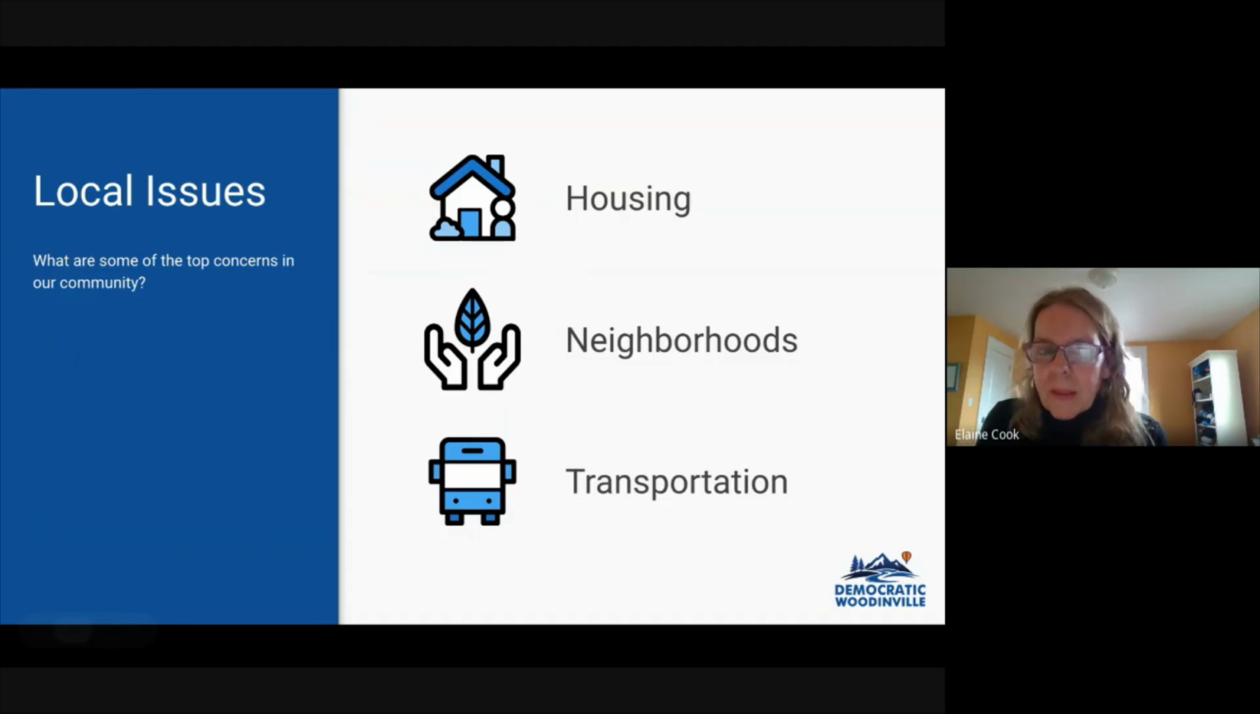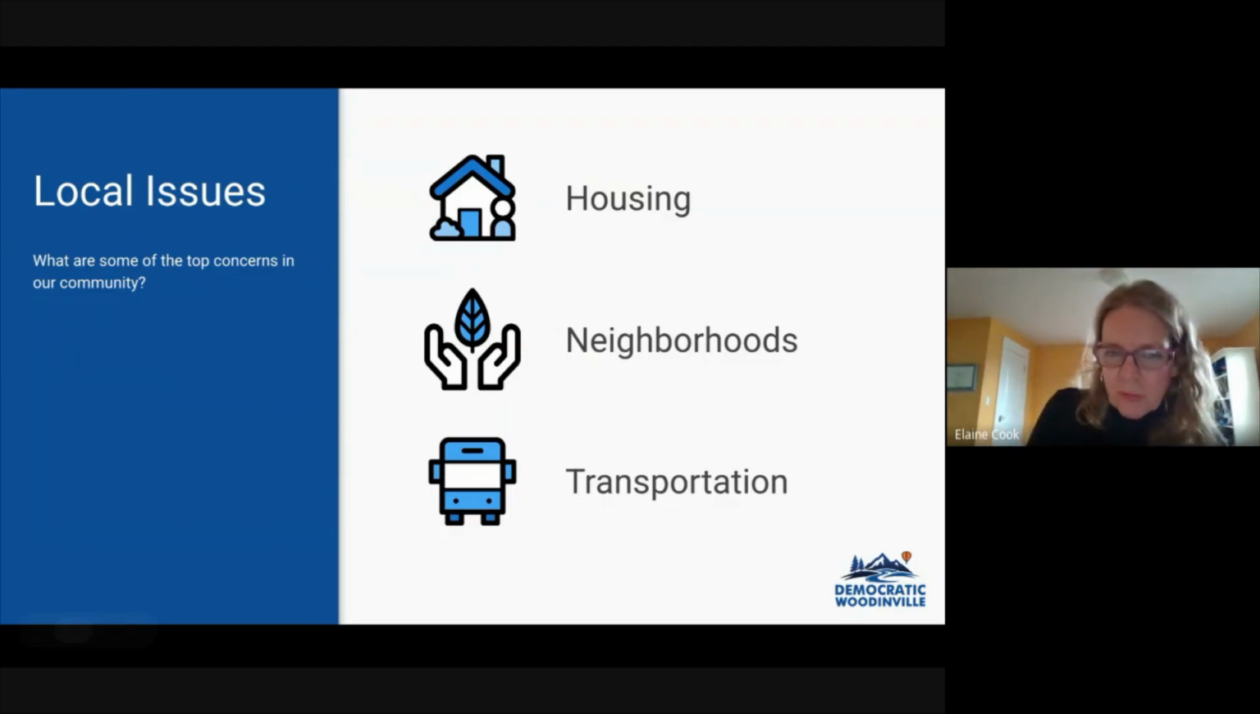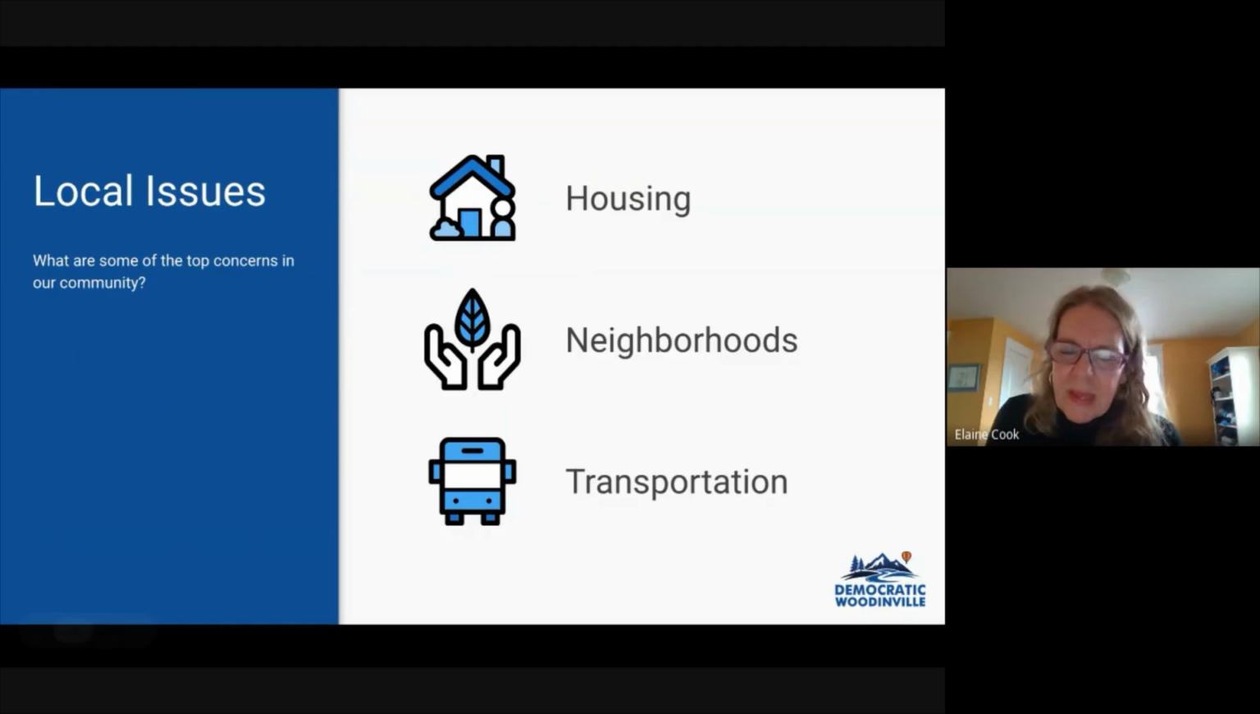So it's my understanding that Woodinville is seeking more transportation and public transportation in terms of bus service from King County Metro. And that's something that's been talked about for a long time, and maybe on the docket to change or to add to the city at some point.